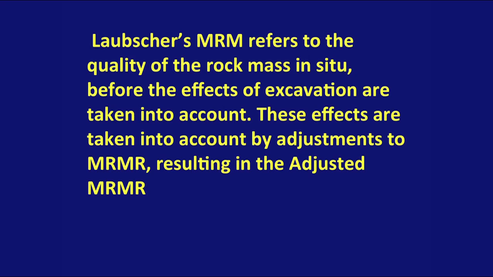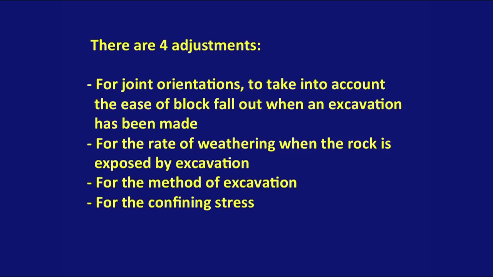Laubscher's mining rock mass rating refers to the quality of the rock mass in situ before the effects of excavation are taken into account. These effects are taken into account by adjustments to the mining rock mass rating, resulting in the adjusted MRMR. There are 4 adjustments. First one is for joint orientations to take into account the ease of block fallout when an excavation has been made. Second adjustment is for the rate of weathering when the rock is exposed by excavation. Third one is for the method of excavation, for example, boring or blasting. And the last one is for the confining stress.